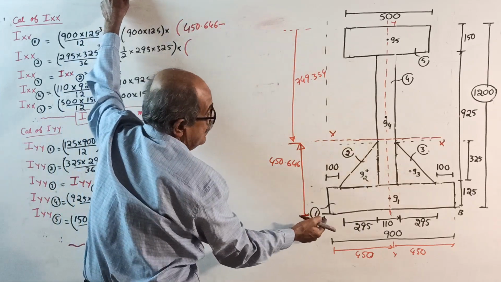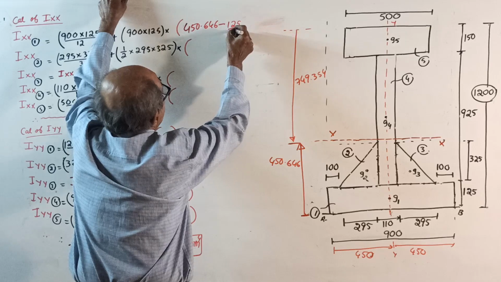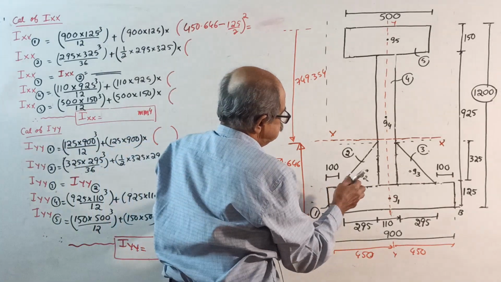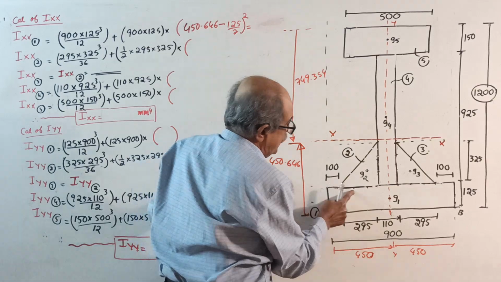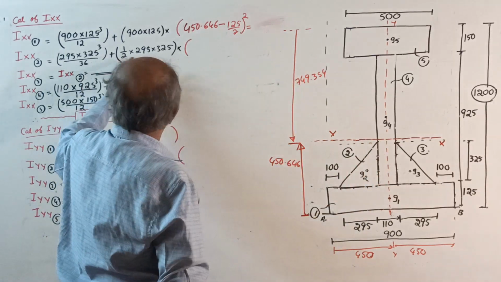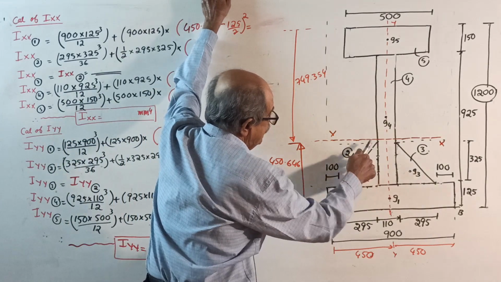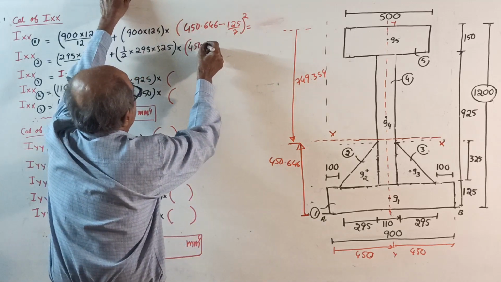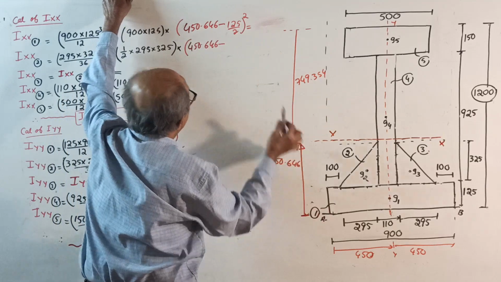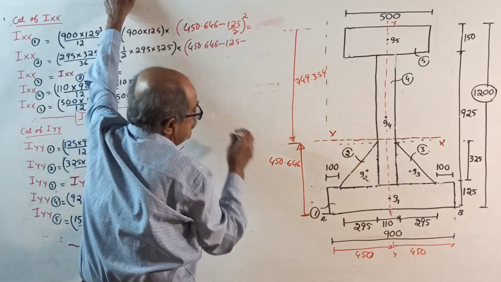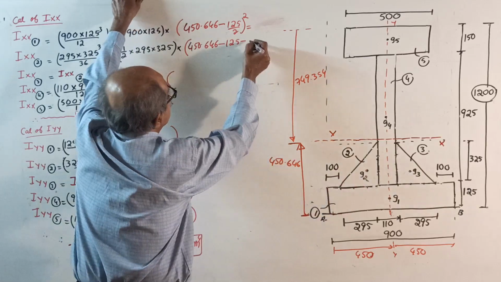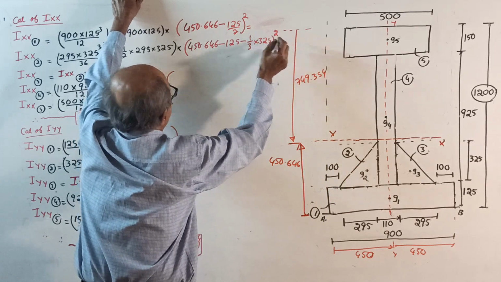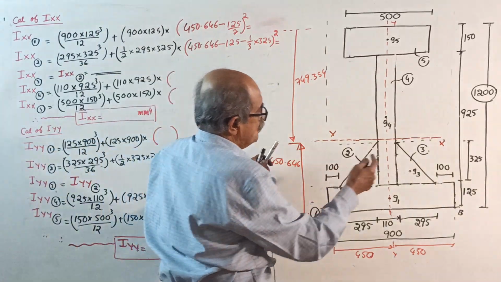646 minus 125 by 2, whole square. Calculate what is the answer. Ix for 2: 295 into 325 cube by 36 plus area into the distance from centroid, this is h square. 450.646 minus 125 again minus 1 by 3 of 325, that is to be squared. Calculate.